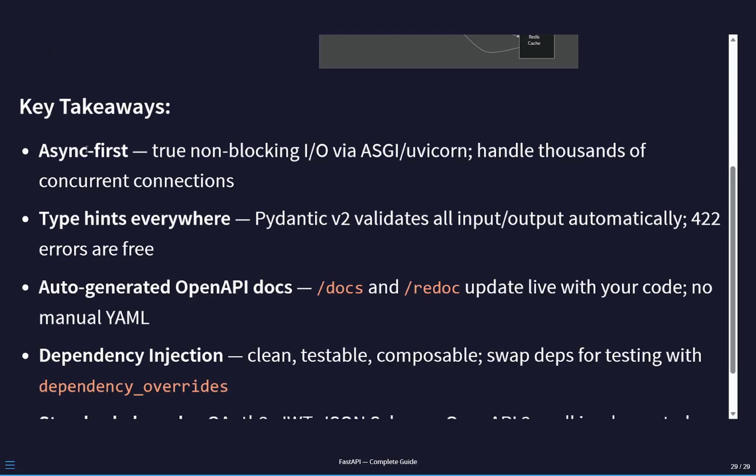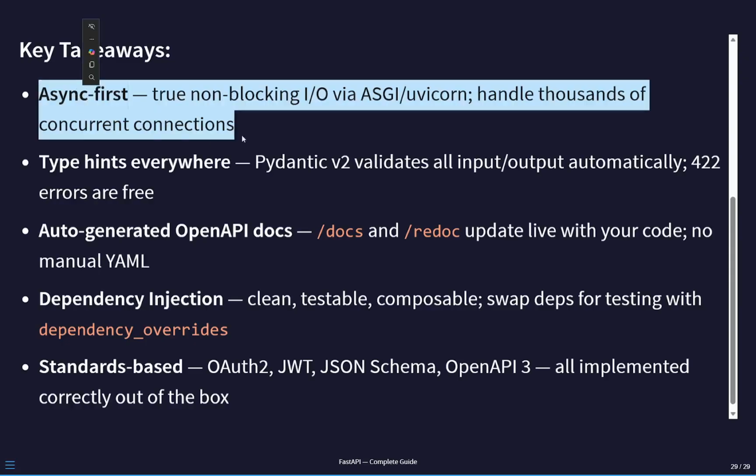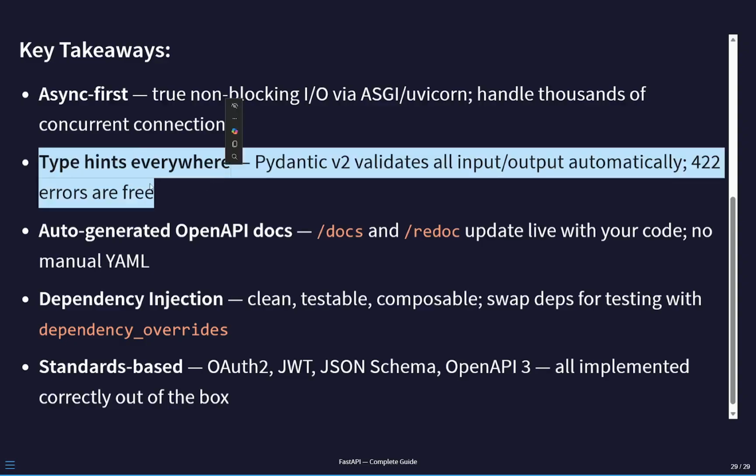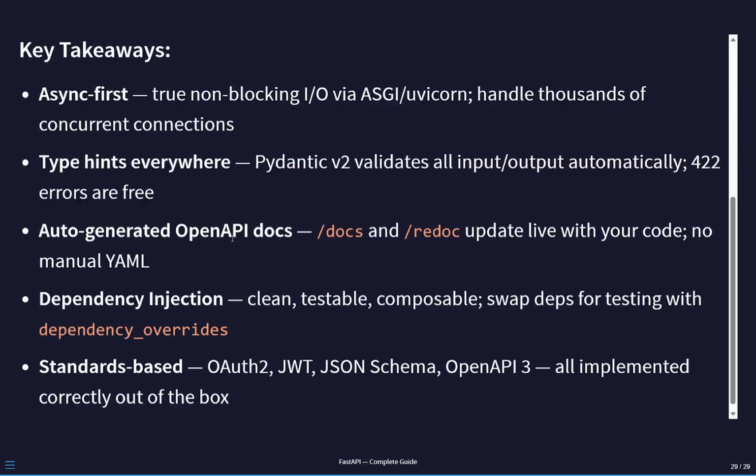Five key takeaways. 1. Async first. True non-blocking I/O via ASGI and Uvicorn. A single Uvicorn worker can handle thousands of concurrent connections, not threads, coroutines. 2. Type hints everywhere. Pydantic v2 validates all input and output automatically from your type annotations. 422 errors are free. Type-safe autocomplete in your IDE across the entire request/response cycle.